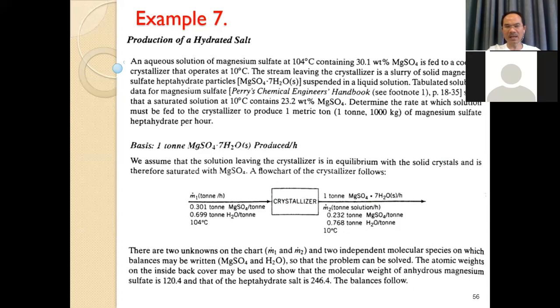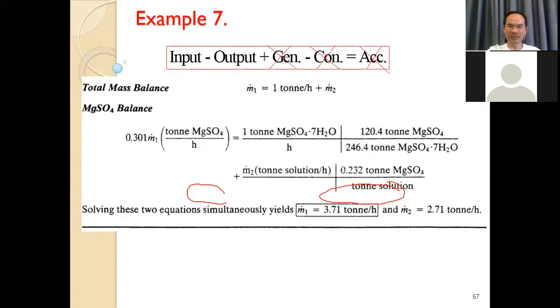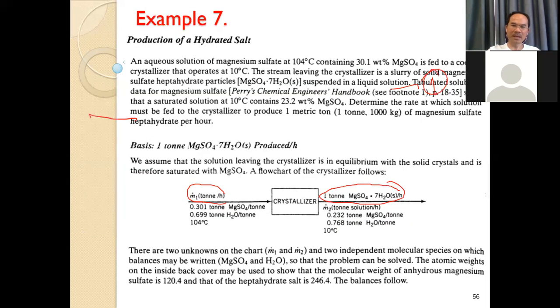How about the total mass balance? M1 equals 1 plus M2. That's right, M1 equals 1 plus M2. This is equation 1, with two unknowns. And equation 2, you use the magnesium sulfate balance. For the magnesium sulfate balance, the inlet is 0.301 multiplied by M1. This is the magnesium sulfate inlet.